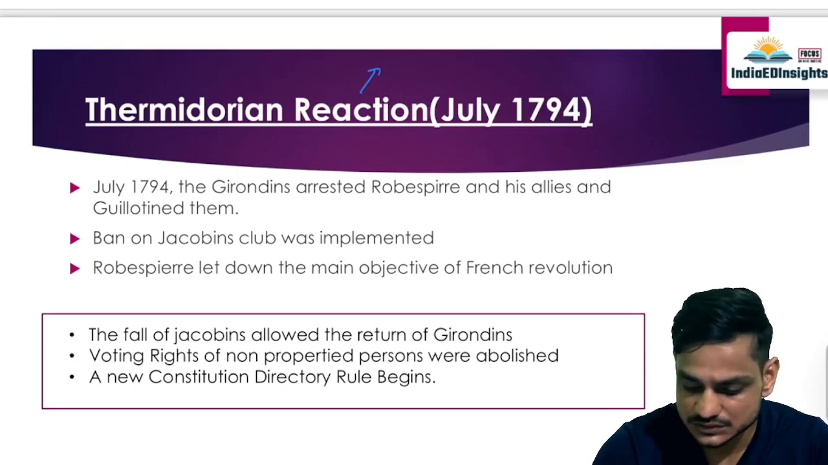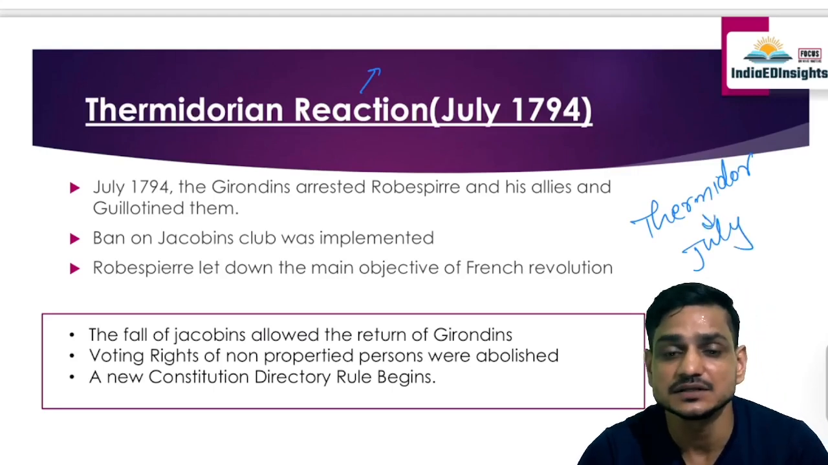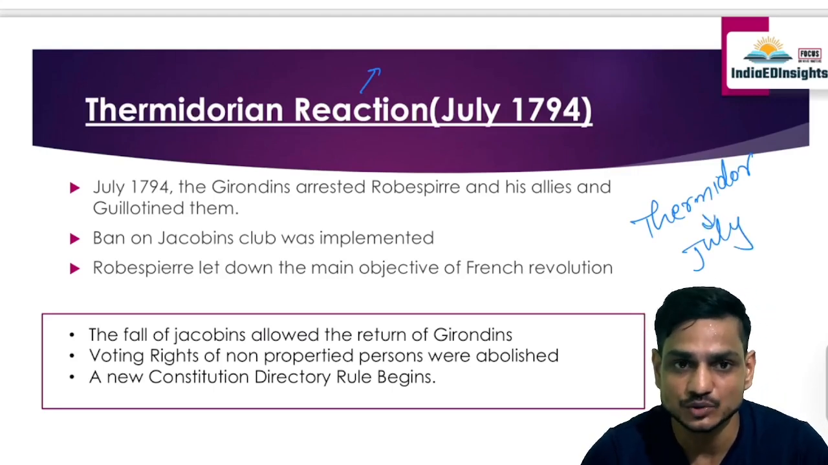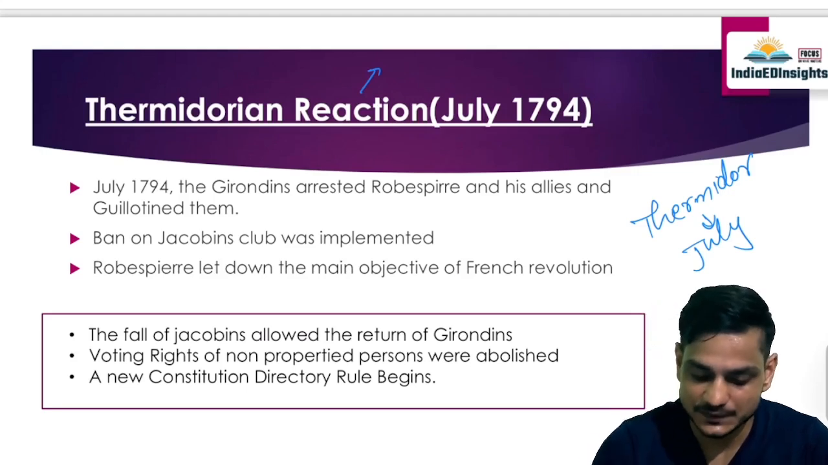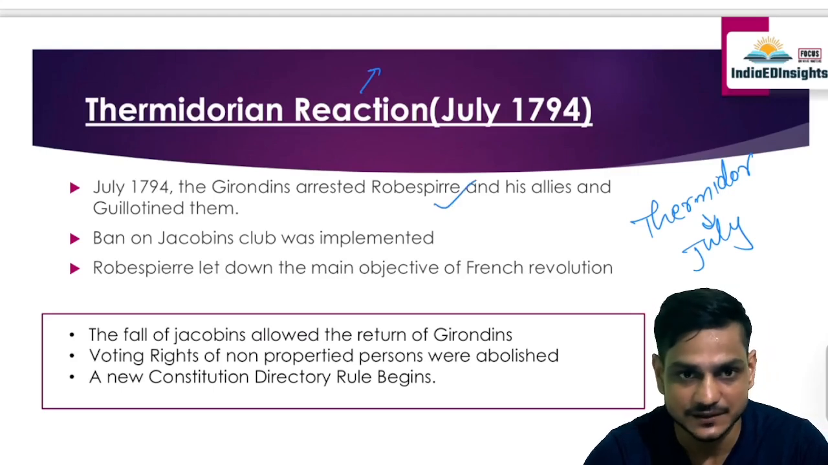Thermidor, the July month in France. July month in France is known as the month of Thermidor. So that's why this event was known as the Thermidorian reaction. In July 1794, what happened? The Girondins arrested Robespierre and his allies and guillotined them.